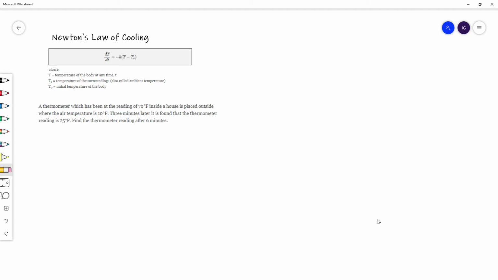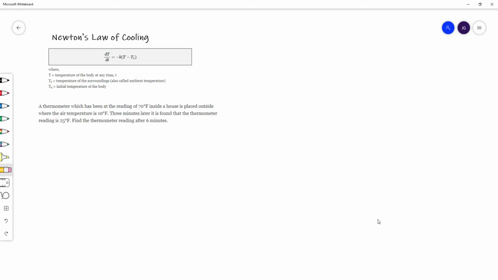body. And we have the problem here: a thermometer which has been at the reading of 70 degrees Fahrenheit inside a house is placed outside where the air temperature is 10 degrees Fahrenheit. So 3 minutes later, it is found that the thermometer reading is 25 degrees Fahrenheit. Find the thermometer reading after 6 minutes.